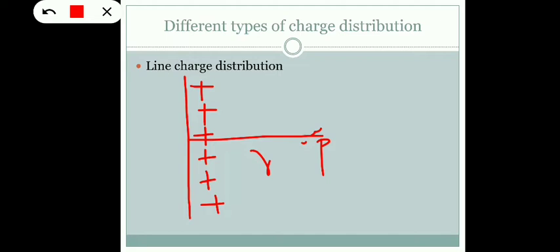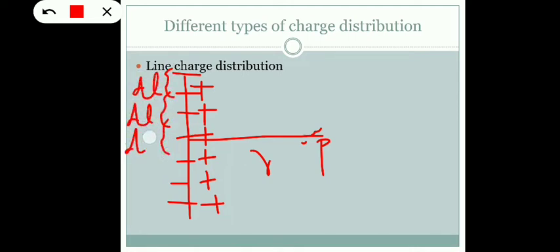So for that, let's divide this line charge into equal number of small segments like this. Let each segment be dl. Now, this dl segment consists of very small amount of charge. And these individual charges can be considered as point charges, because the charge contained in each segment dl is very small. We can consider this charge as point charge.